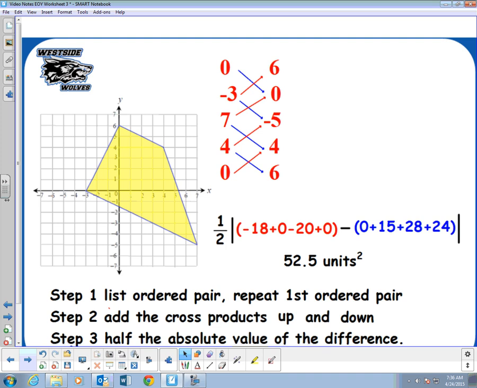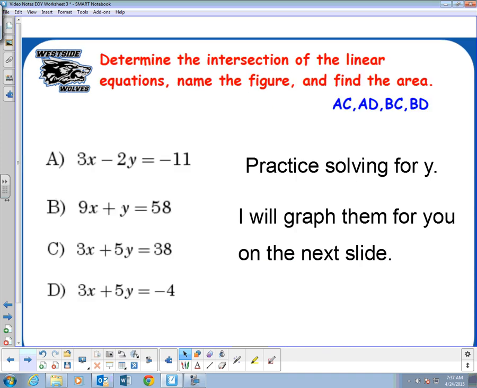Now, this is a convex polygon. It's a quadrilateral. We have a formula for it. But this formula will work for any kind of figure on a coordinate plane. It can be very complex. It can be concave. It can be hexagon, octagons, anything, and it'll work.